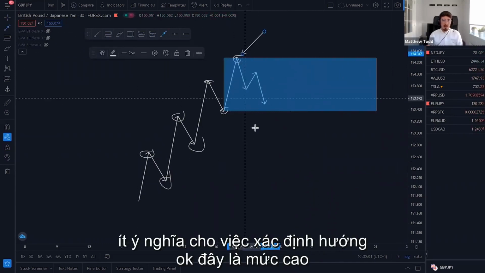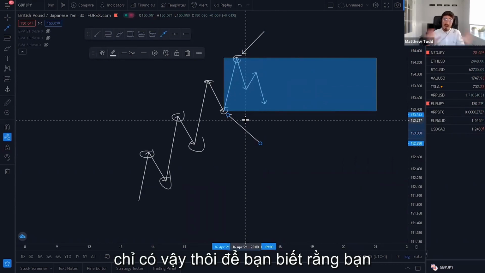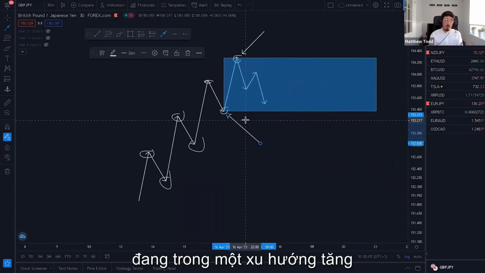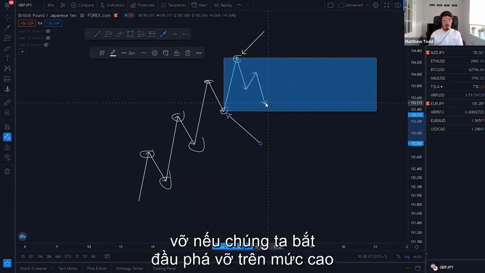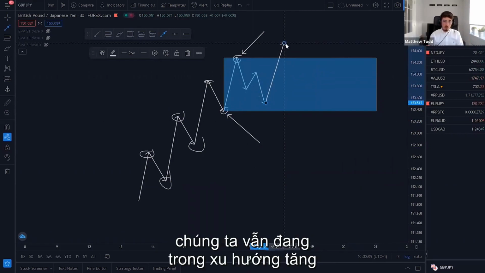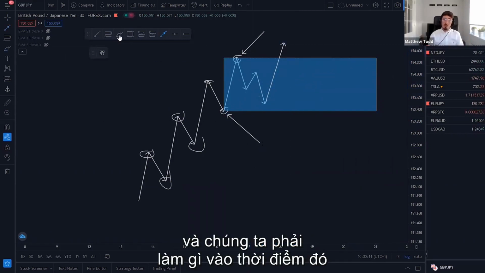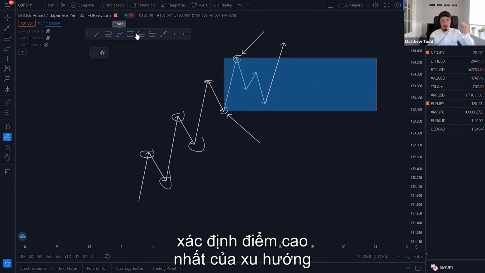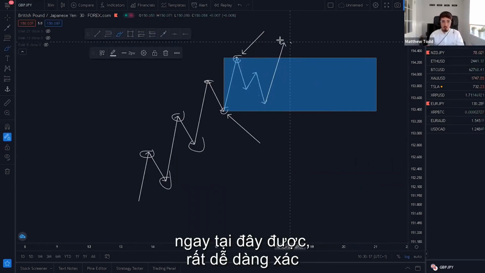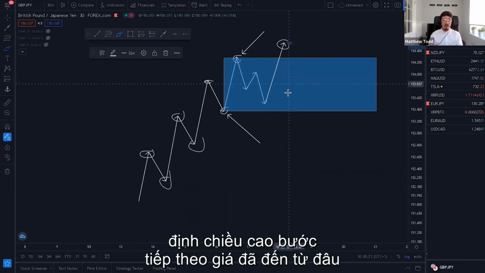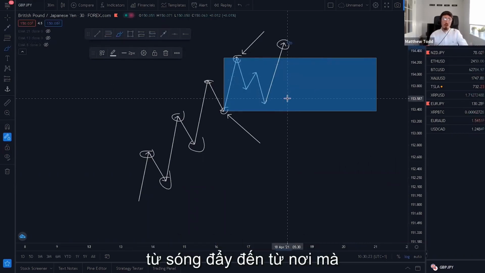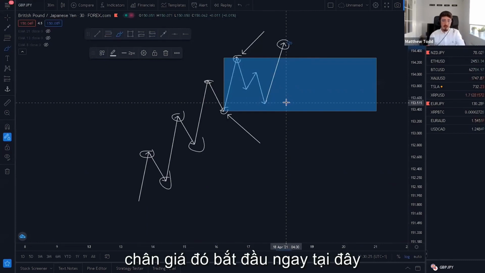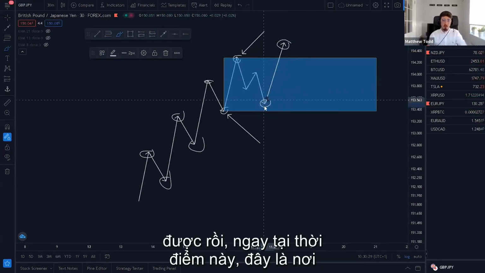This is the high. This is the last significant high or low, and that is it. So you know that you're in an uptrend until any of those break. If we start to break up above the high, we're still in that uptrend. And what we must do at that point, same as before, the first step, identify the highest point of the trend. Right here. Okay? Very easy. Simple. Identify the high. Next step, where did the push come from? Where did that leg begin? Right here. Okay? So right at this point, this is where we started.